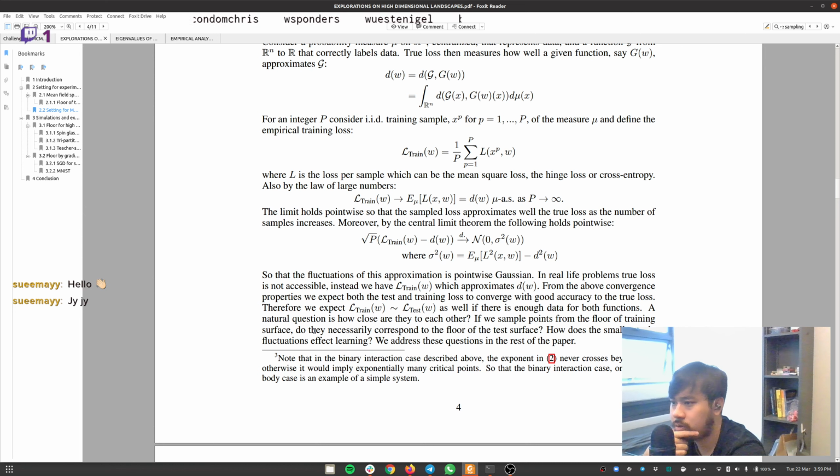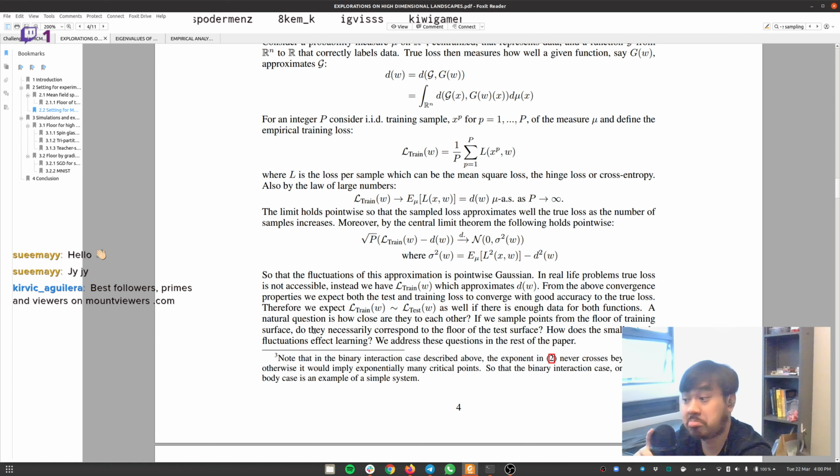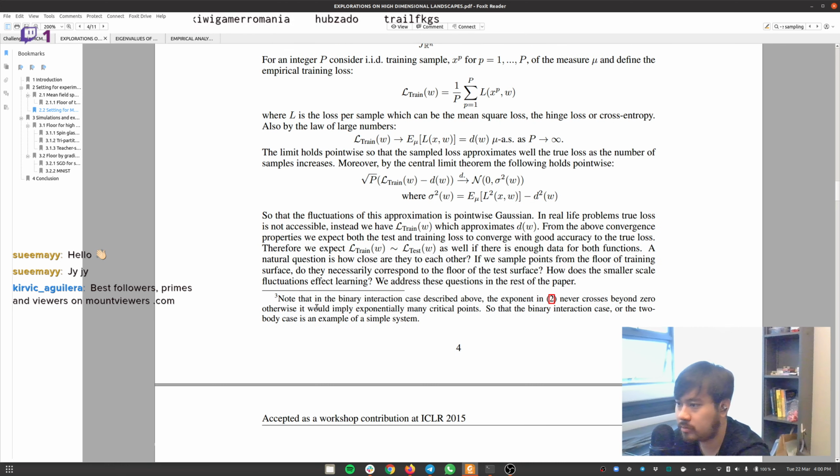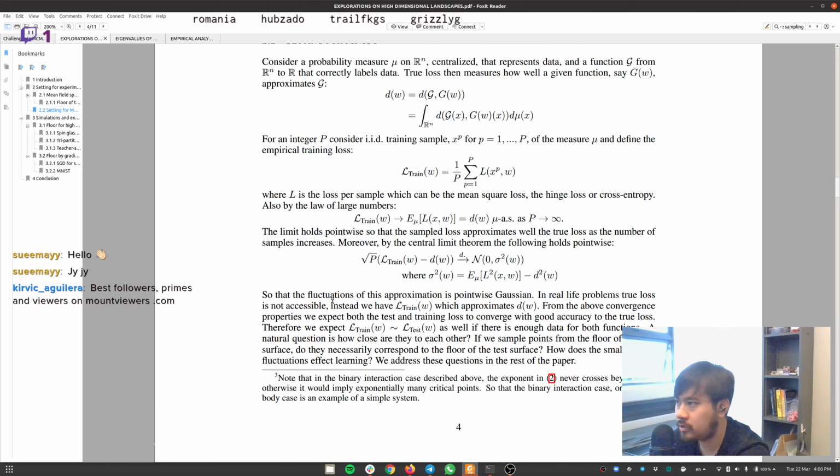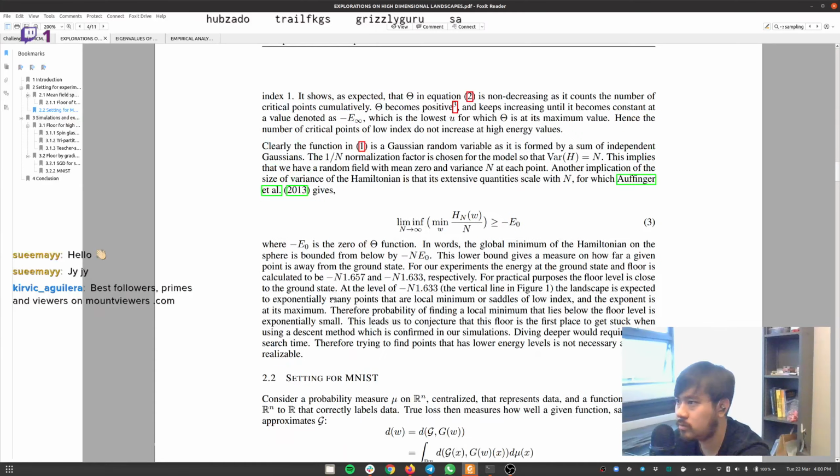Okay. In real life the true loss is not accessible, so L train approximates the true loss. So it's just some type of true loss. If there's enough data, how close? If we sample from the floor of training surfaces, do they necessarily correspond to the floor of the test surfaces? I mean, obviously not, but I guess when you have a lot of data, it doesn't matter. How do smaller-scale fluctuations affect learning when training the process? The exponent in 2. What's 2?